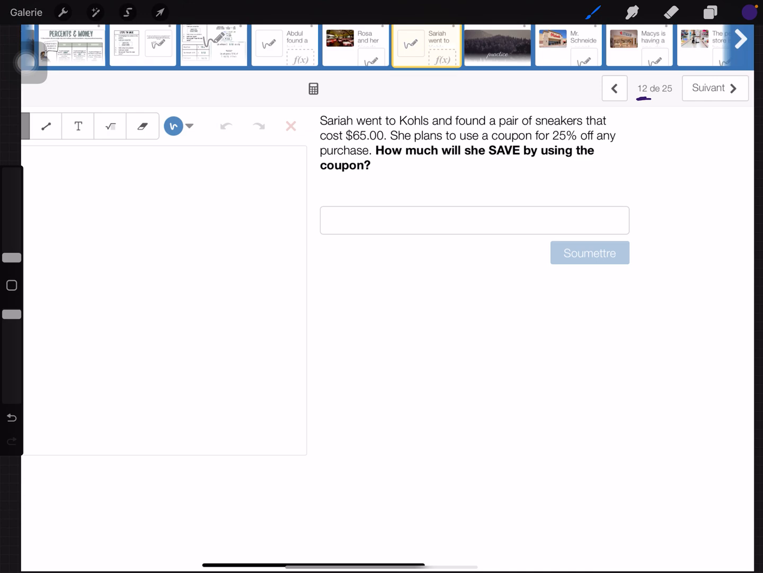Soraya went to Kohl's and found a pair of sneakers that cost $65. She plans to use a coupon for 25% off any purchase. How much will she save by using the coupon?